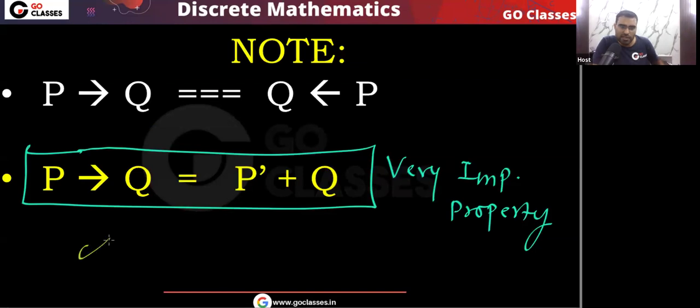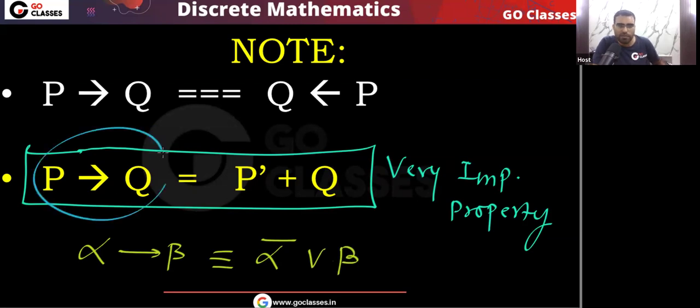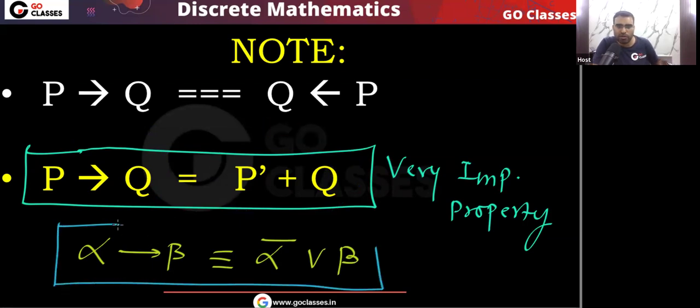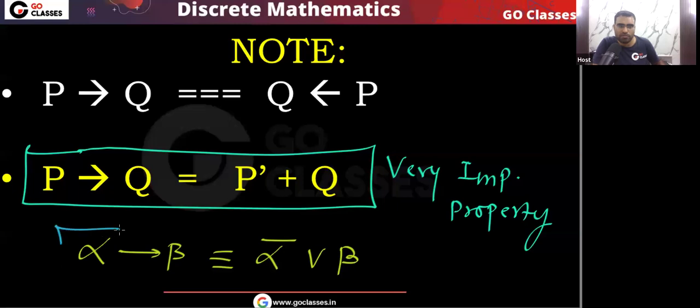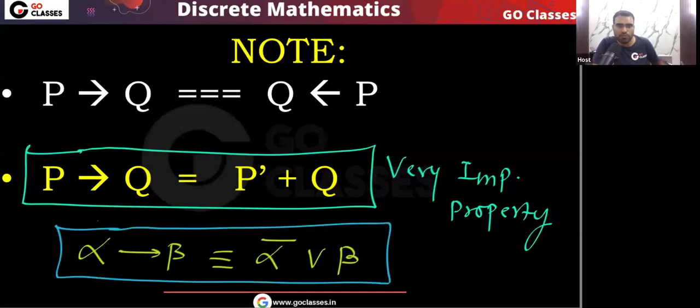You should remember this, that alpha implies beta is basically the same as alpha dash or beta. Is this clear? Like P implies Q is the same as P dash or Q, negation of P or Q. So this property is actually very important. If you want to prove this property, you can prove it using a truth table also. This P implies Q is the same as negation P or Q.